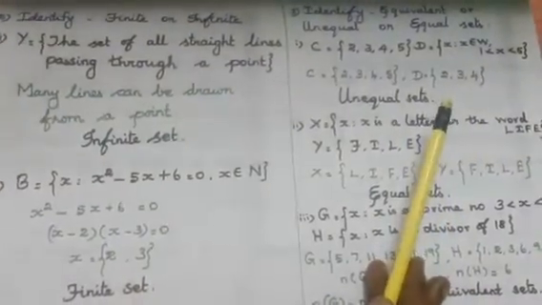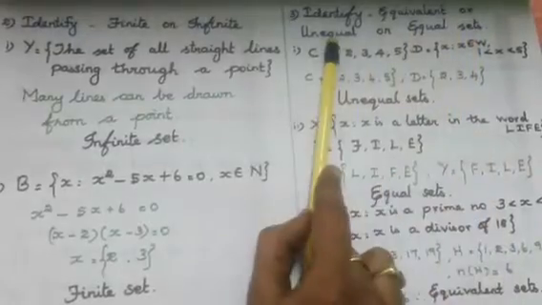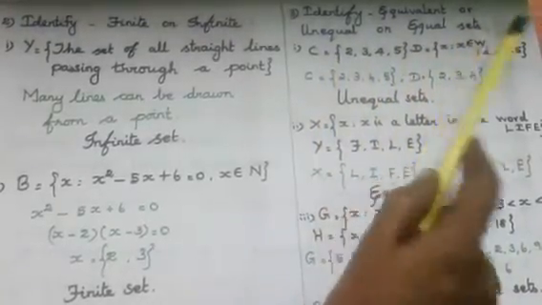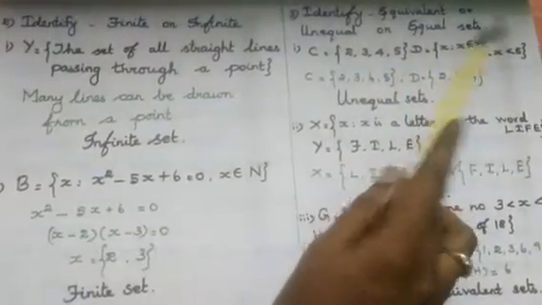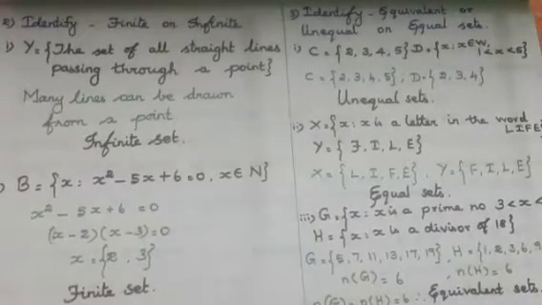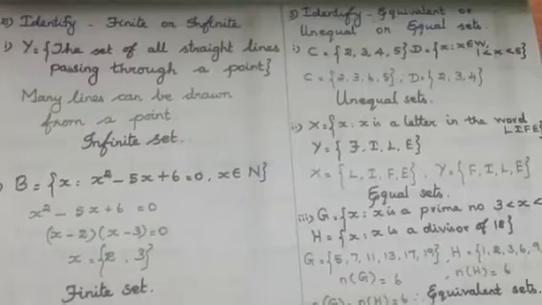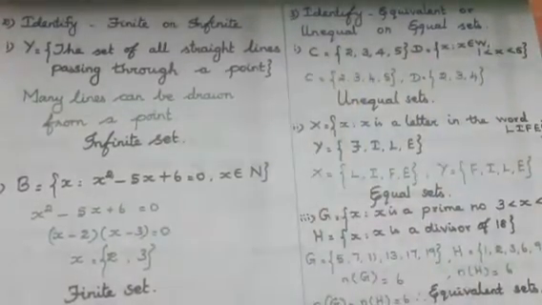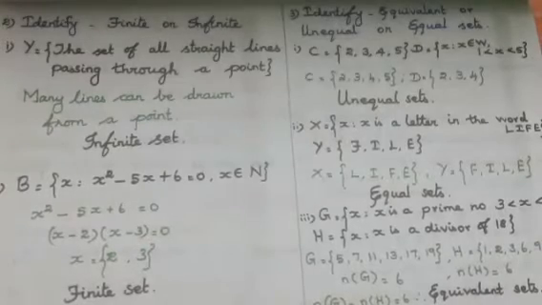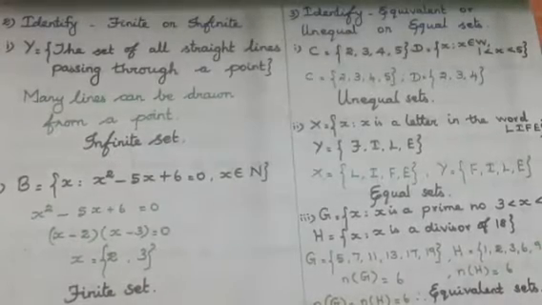Then next sum, identify equivalent, unequal or equal sets. So first we see the difference between these three kinds of sets. First, equal sets means the elements of the two sets are both the same. If we compare two sets and the elements inside are both the same, they are equal sets. Unequal means one element is missing, or another element is also present. That type of set is unequal.